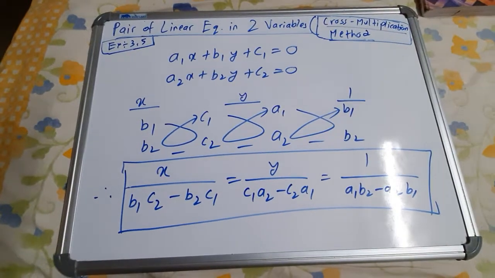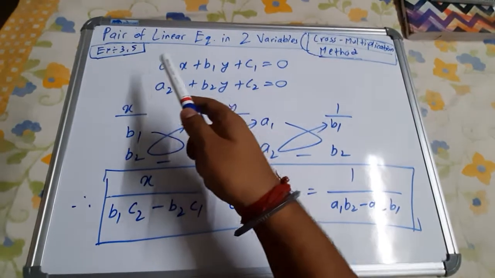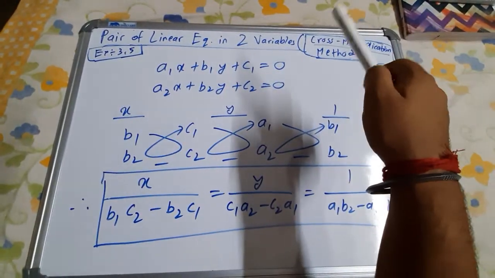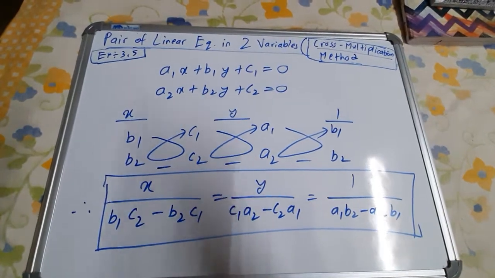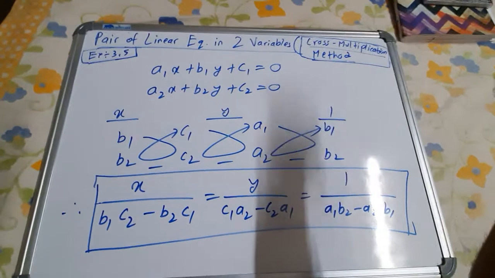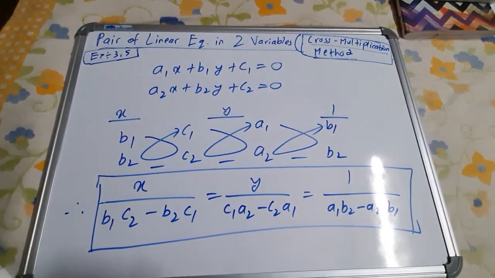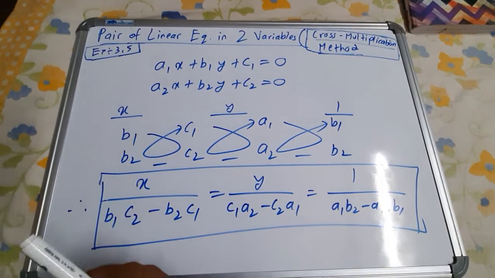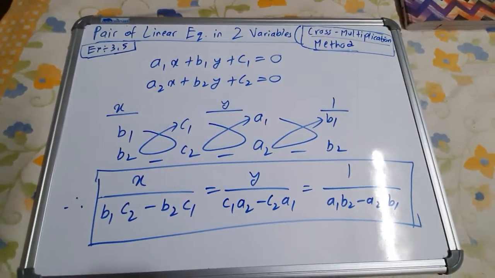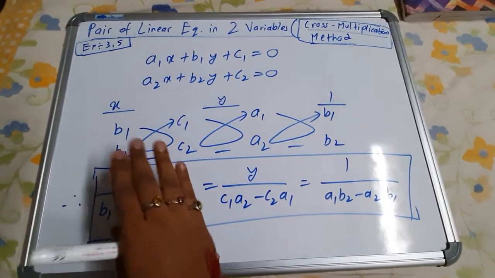Okay students, so now we will learn another method for a pair of linear equations in two variables. That method's name is the cross multiplication method. It is a complex method but also a very easy one, and it can do your work in just half a page. It is much shorter than the substitution method and the elimination method. It is a bit complex, but it is short.